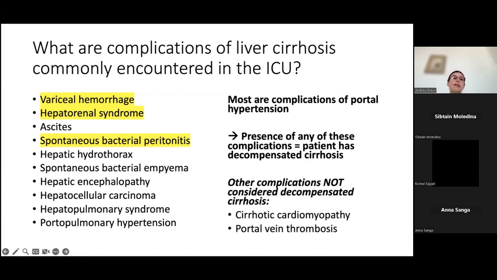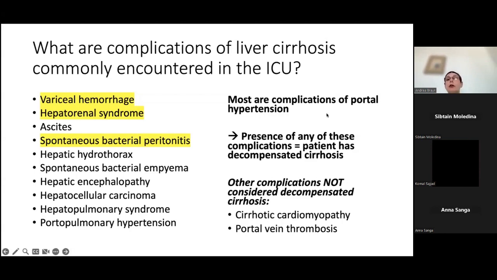So variceal hemorrhage, ascites, the ICU we see typically because of the complications, especially spontaneous bacterial peritonitis or SBP. Hepatic hydrothorax, spontaneous bacterial empyema, I've seen that when the pleural fluid gets infected. Hepatic encephalopathy, HCC, hepatocellular carcinoma, and then two that are rarer, hepatopulmonary syndrome and portopulmonary hypertension. So mainly it's just to know about them.